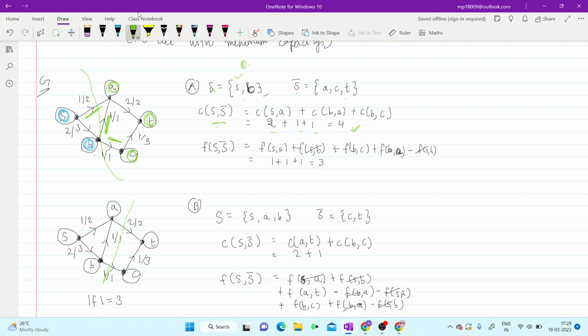And for the flow value, we also have to compute the flow over these edges. So we take the flow over all those edges whose one vertex is in S and the other vertex is in S bar.